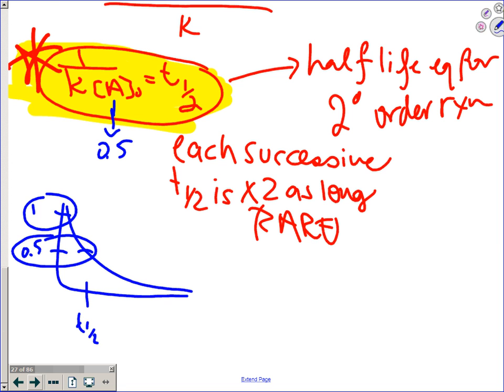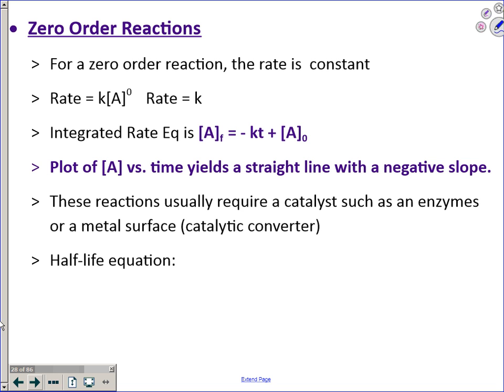Okay? All right, last one was 0 order. The purple stuff is the new stuff. This one is probably more familiar. Normal stuff.